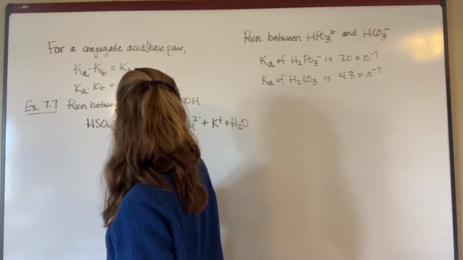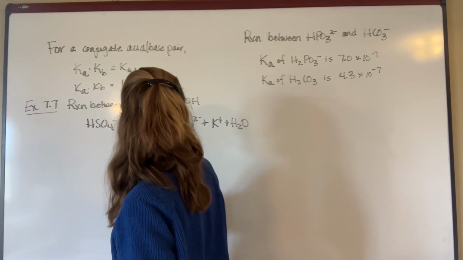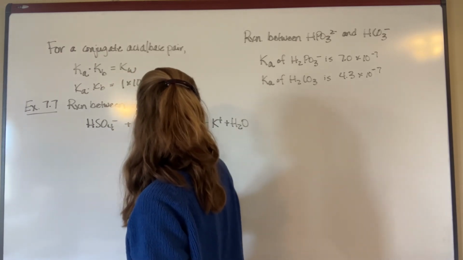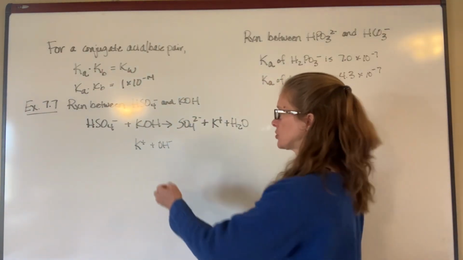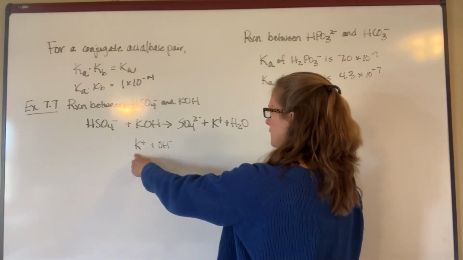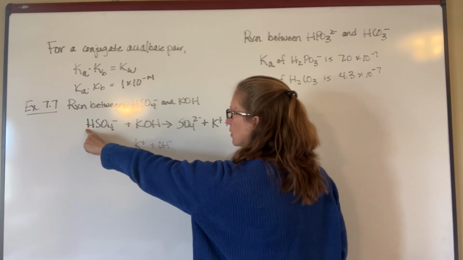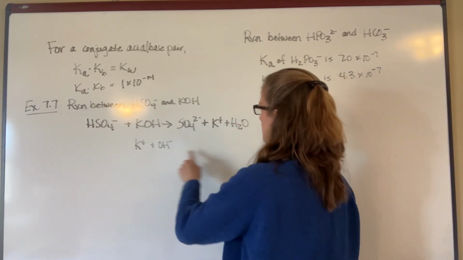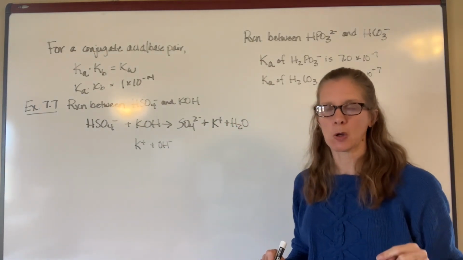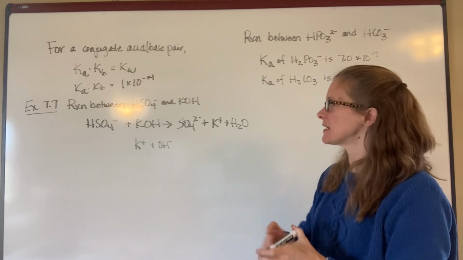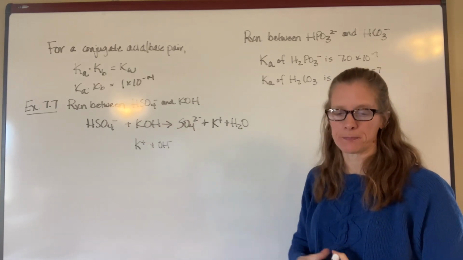The KOH splits up into K+ and OH- when you put it into water. Once that splits up, there's the K+. The hydrogen ion from here comes over and joins this OH-, and that's where the water came from. All right, so it's a complete reaction because I had a strong base in this one.